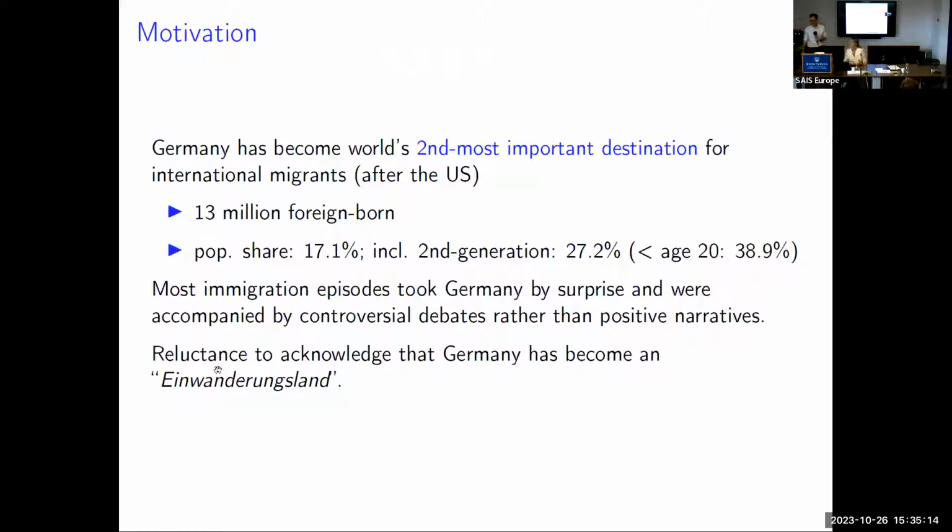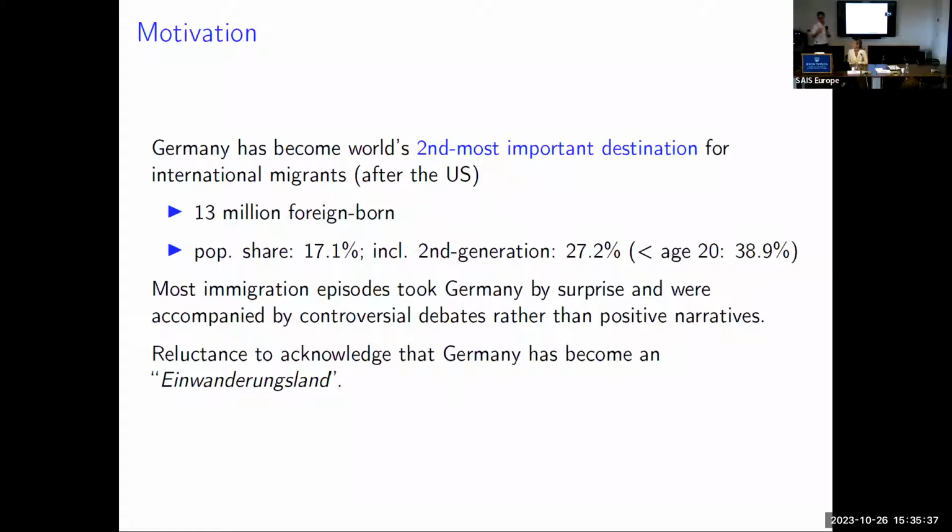So a bit of background. Germany has actually by now become the second most important destination for migrants worldwide. So right after the US, of course, most migrants still go to the United States. But after that, it's Germany. So we have 13 million foreign-born now. As a population share, that's 17%. If you include second-generation migrants, then that's up to 27%.